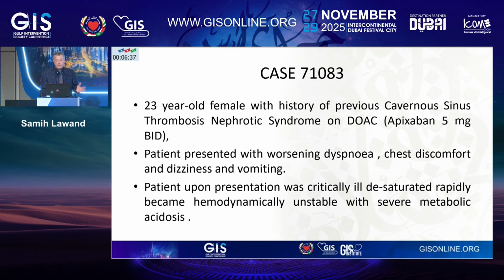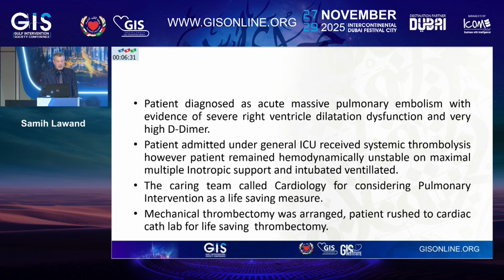Upon presentation the patient was critically ill, desaturated rapidly, and became hemodynamically unstable with severe metabolic acidosis. At that time, the patient was admitted under ICU. She was diagnosed as acute massive pulmonary embolism with evidence of right ventricular dilatation, dysfunction, and extremely high D-dimer levels. Admitted under general ICU, she received systemic thrombolysis. However, the patient remained hemodynamically unstable on maximal multiple inotropic support and intubated.